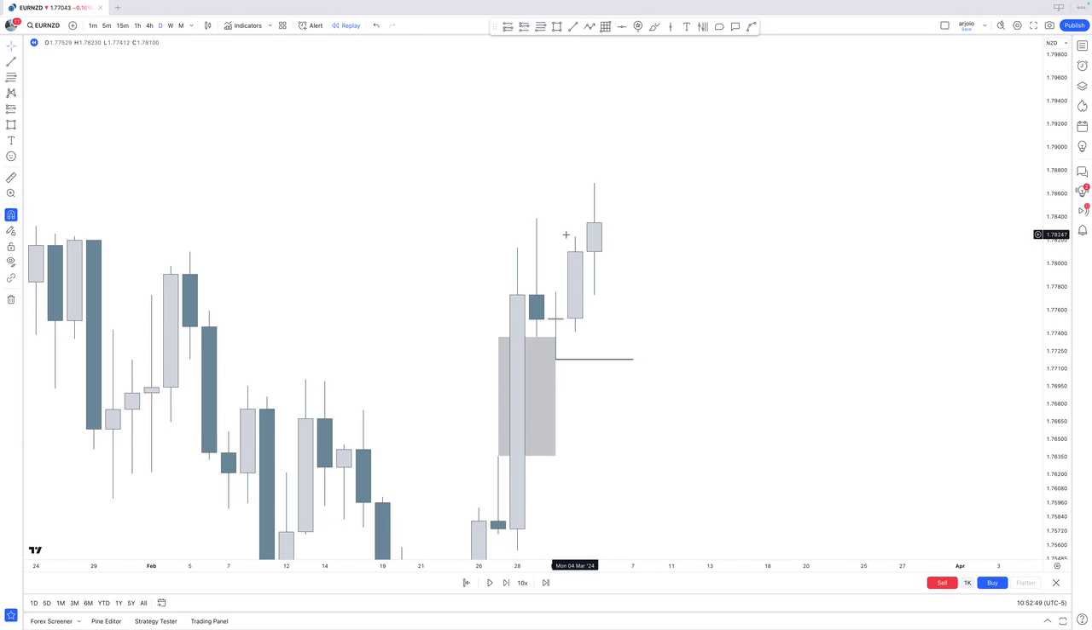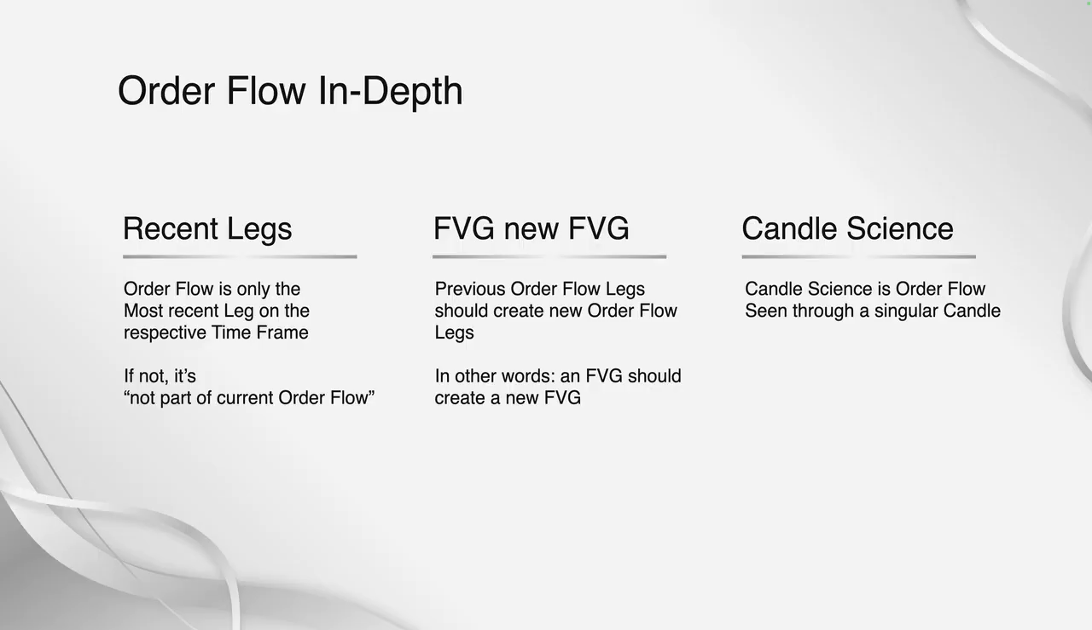That's very important because, of course, on a lower time frame we will have a new fair value gap higher. Now, that's order flow in depth, and again, I would argue it's still quite the basics. We will go way more in depth later on as well. But the next thing we need to understand is candle signs.